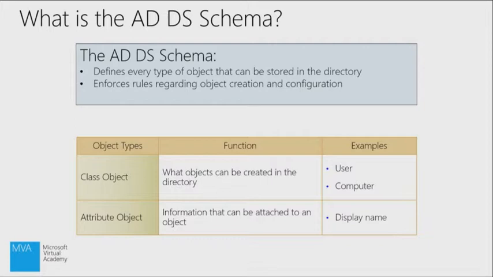The schema defines every type of object that can be stored in the directory, and enforces rules regarding object creation and configuration. There are some examples provided. There's a class: what objects can be created in the directory, for instance, a user or a computer. And then attached to those classes, there are attributes: information attached to an object, a display name, a username, a computer name, a phone number. There are hundreds of attributes. We could be here all day.